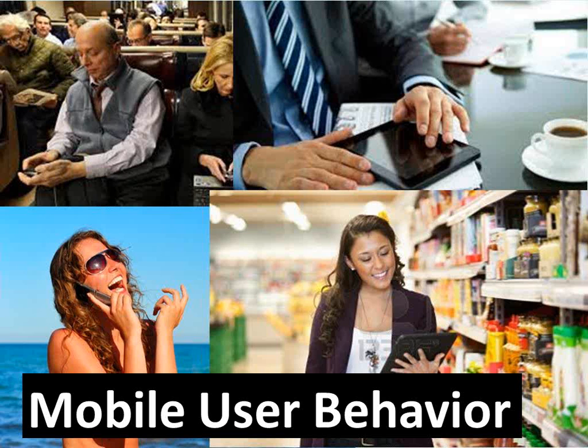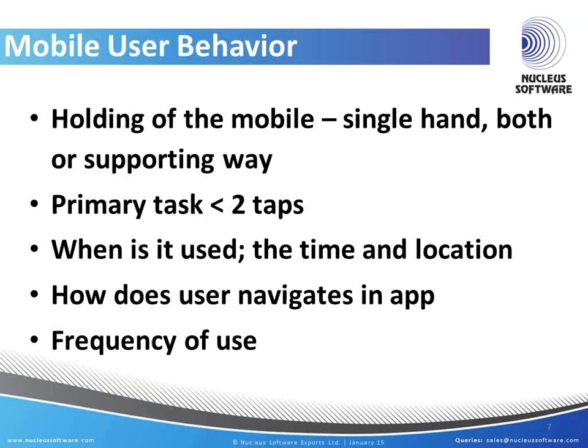Now let's look at some of the things we need to stress more. One of the key things of mobile is how the user is going to interact with it. The way a user interacts with a tablet is different. Probably he uses both hands or a supporting way. The way a user uses a mobile, the 5-inch device, is with a single hand. So it's very key. You need to know how it's used. It's going to have an impact.